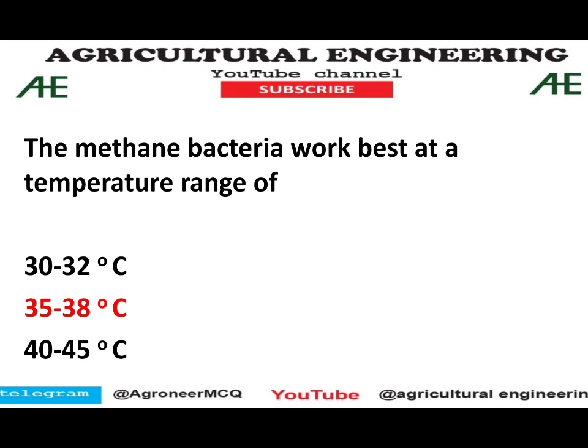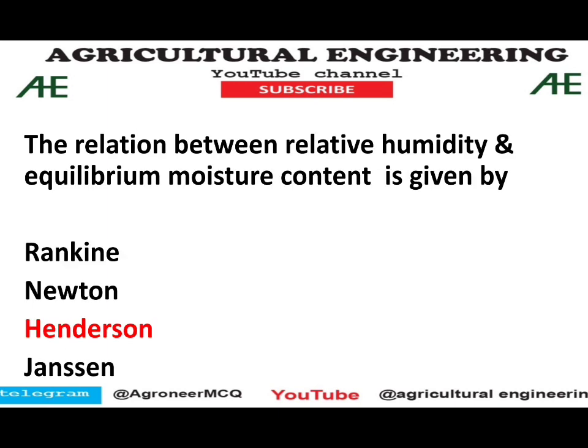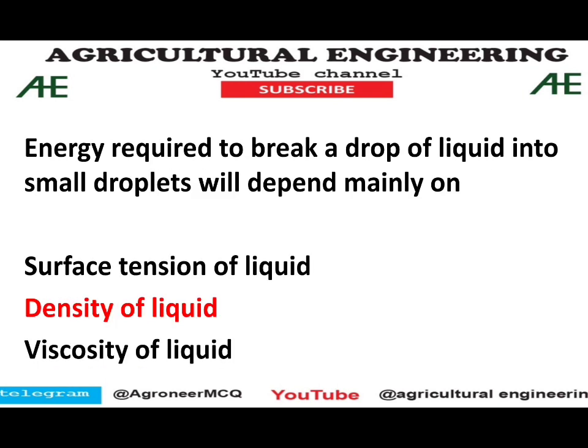The methane bacteria work best at a temperature range of 35 to 38 degrees Celsius. The C:N carbon nitrogen ratio of 30:1 is taken as optimum. The relationship between relative humidity and equilibrium moisture content is given by Henderson. Energy required to break a drop of liquid into small droplets will depend mainly on density of liquid.